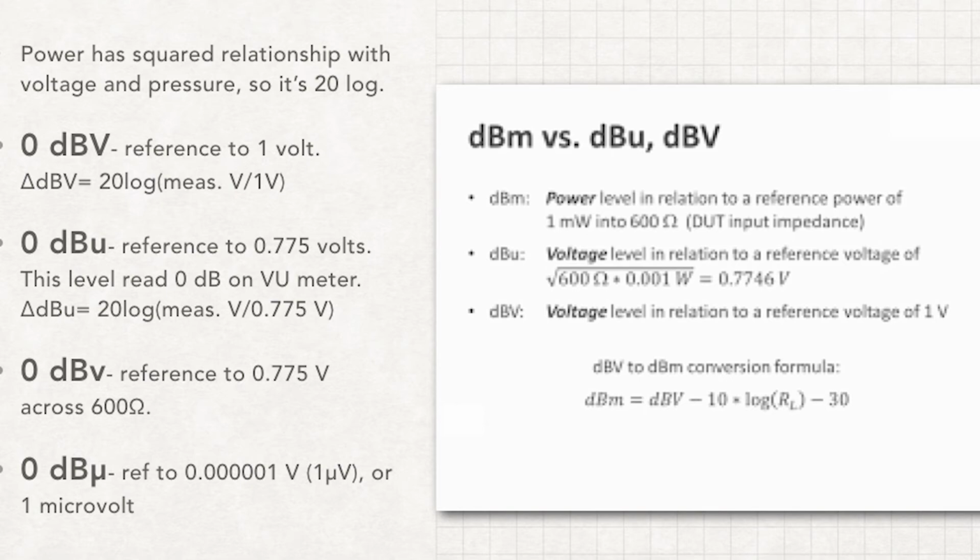You might see the dB small v, and that is a reference to 0.775 volts across 600 ohms as well. That's more of a European thing. You probably wouldn't see that in the States. And then dB microvolt refers to 0.000001 volt. These are for very, very small electrical charges. Again, talking about microphones.